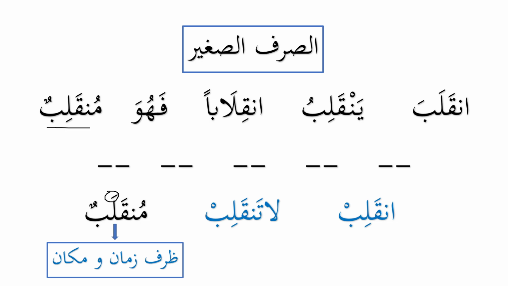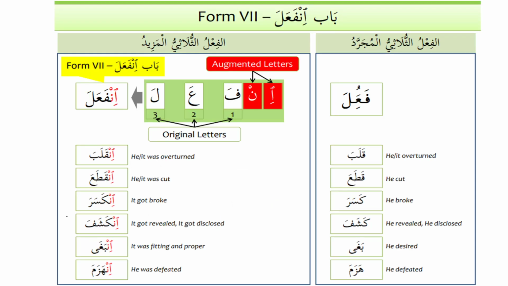So we don't have ismul maf'ul. However, we have dharf zaman wa makan. Is this clear? So munqalib is ismul fa'il, but munqalab is dharf, and it's not ismul maf'ul. Let's have a look at a few more examples.